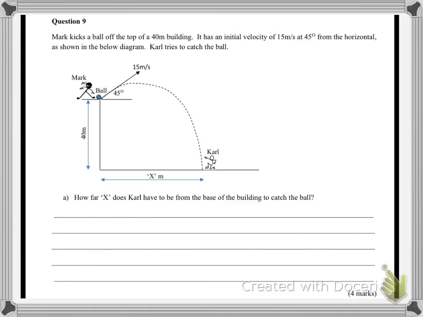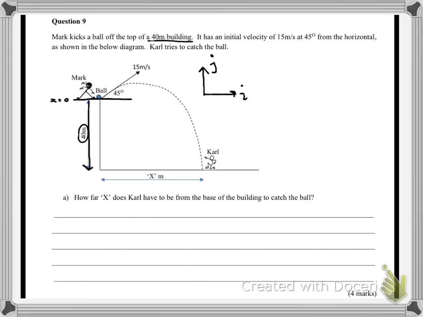Alright, so how far, x meters along the ground, does Carl have to be from the base of the building in order to catch the ball? Right. So, how are we going to work that out? Well, there's two things going on. The ball is going to move horizontally, and at the same time the ball is going to move vertically. It's going to go up and then it's going to come down. So you've got two versions of the motion. You've got a vertical motion and you've got a horizontal motion. Because we've got two directions, we're going to look at this problem using vectors.